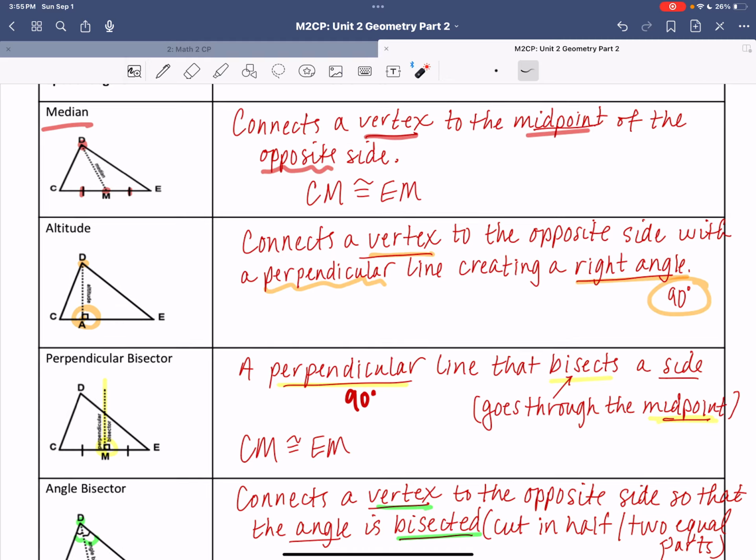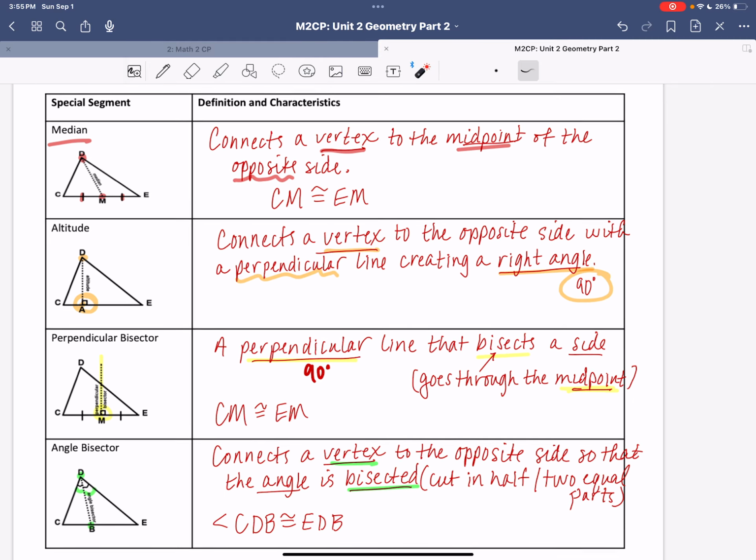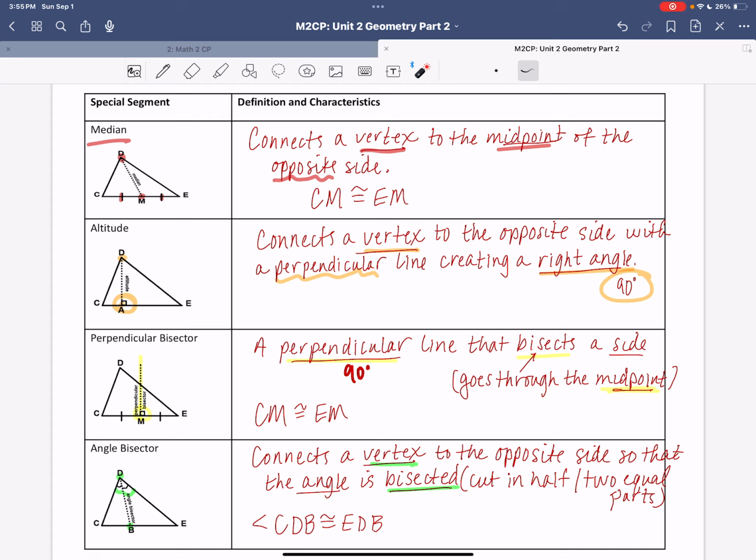So remember, this vocab, write it down, make sure you understand the terms, which one bisects, which gives you equal sides for the midpoint. This one creates a 90-degree angle. This one creates a 90-degree angle with congruent sides or midpoint, and then here equal angles.